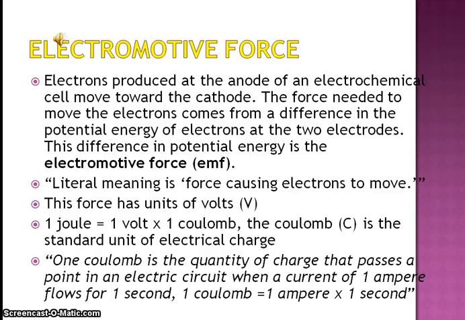Electrons produced at the anode of an electrochemical cell move toward the cathode. The force needed to move the electrons comes from a difference in the potential energy of electrons at the two electrodes. This difference in potential energy is the electromotive force, or EMF. This literally means force causing electrons to move, and this force has units of volts. 1 joule equals 1 volt times 1 coulomb, and the coulomb is the standard unit of electrical charge. And 1 coulomb equals 1 ampere times 1 second.